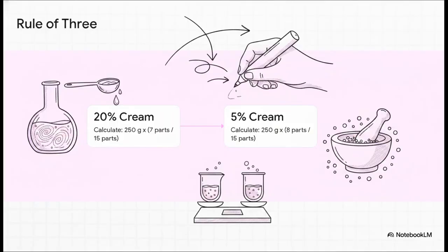By setting the visual cross next to the raw algebra, the path from an abstract ratio to a concrete weight becomes incredibly clear. We just take our target weight of 250 grams and multiply it by the specific fraction of parts for each respective cream. For the 20% cream, it's 250 grams multiplied by 7 divided by 15. For the 5% cream, it's 250 grams multiplied by 8 divided by 15. This step right here, this is where all your hard work pays off. You're directly converting the ratios you found from the cross method into actionable data for the scale.